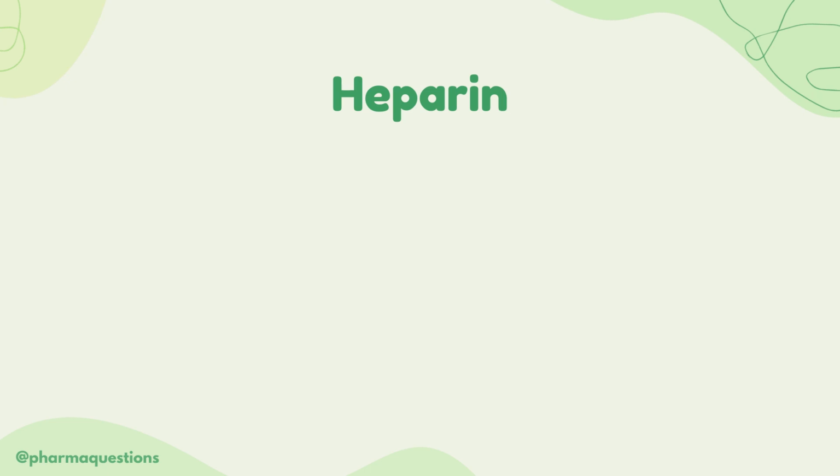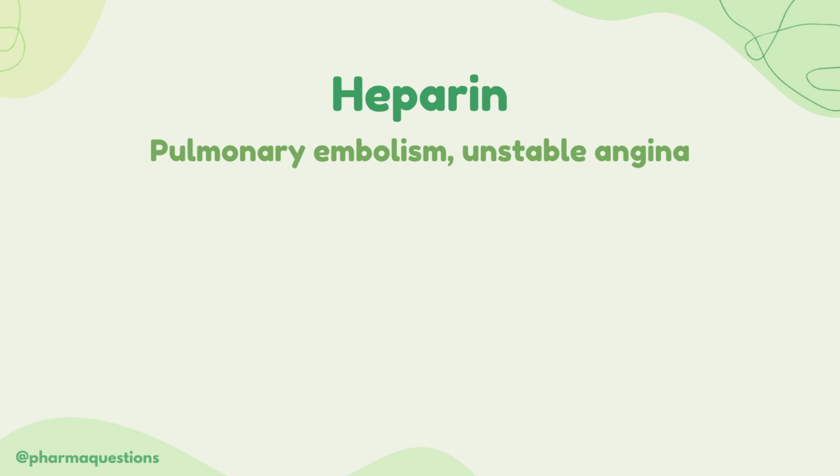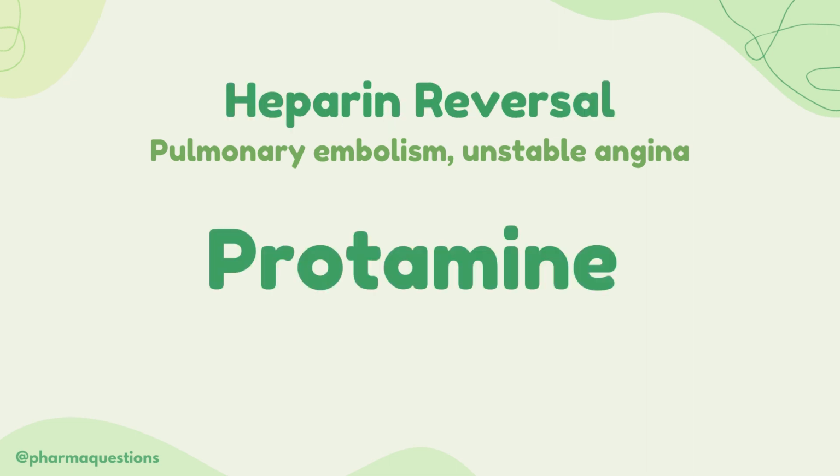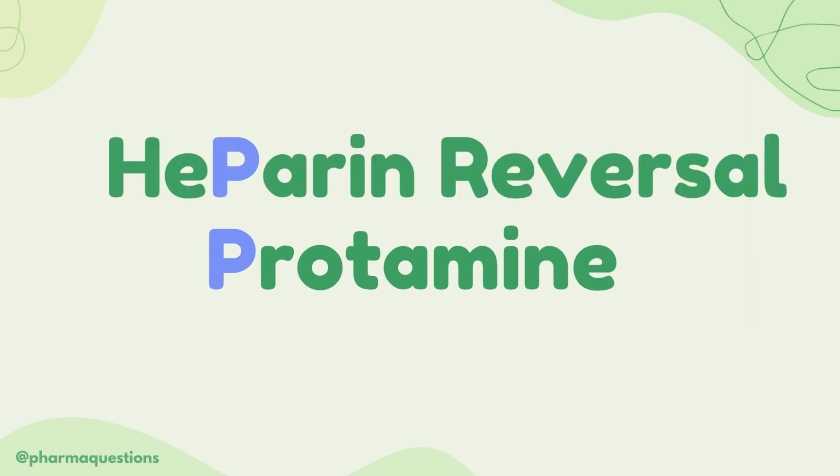The next drug we'll take a look at is heparin. Heparin is an anticoagulant. Some of the indications include pulmonary embolism and unstable angina. The antidote for heparin is protamine. I usually remember this as protamine starts with the letter P and heparin has a letter P in it, as shown above. Using little tricks like these really does work, as opposed to trying to recall names of random drugs and antidotes.